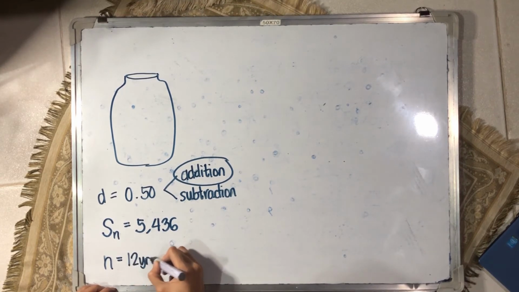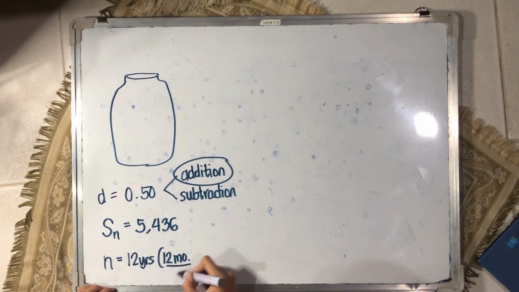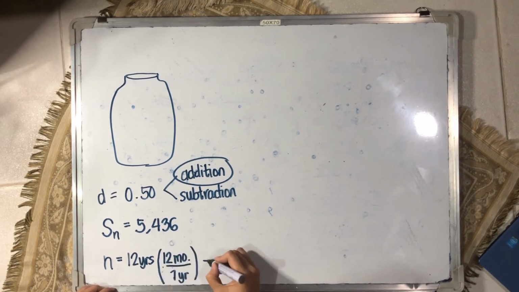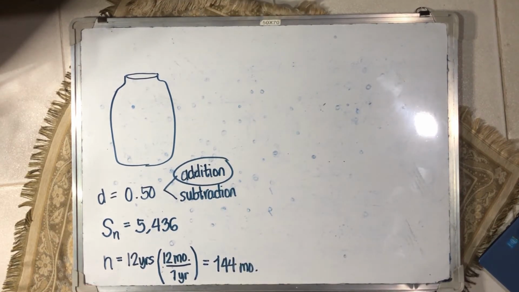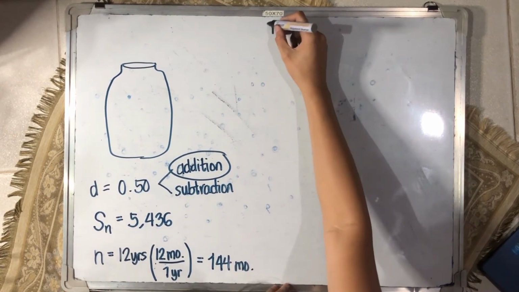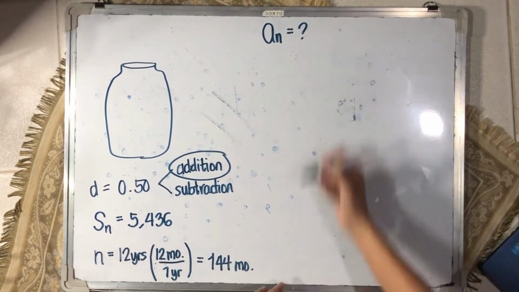So this is 12 years times 12 months per year. Okay? 12 months per 1 year. So that would give us an n value of 144 months. Ito ang pinag-uusapan natin dyan. Okay, what is being asked here is, ano daw ang last amount na nilagay niya, na ipinasok niya dun sa cookie jar.